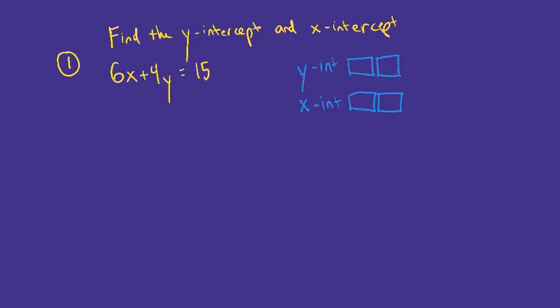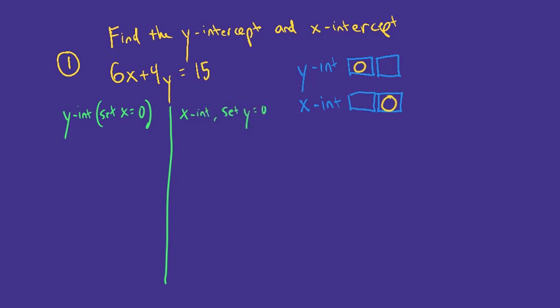So find the y-intercept and the x-intercept. It's important to know that for the y-intercept, we can assume that x is 0. For the x-intercept, we can assume that y is 0. You're going to have to fill in these boxes. So if we start with the y-intercept, we're going to set x equal to 0. This is usually how I write it out. And then for the x-intercept, we're going to set y equal to 0. And we're given this equation up here to work with.